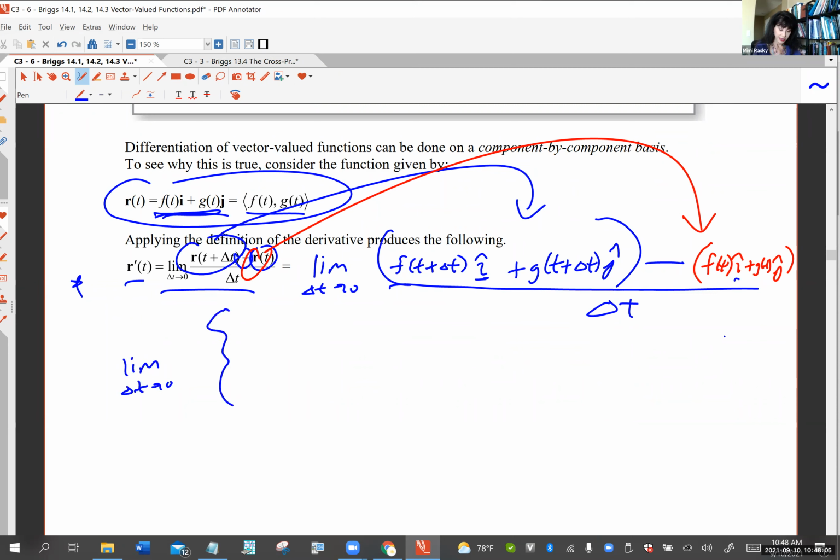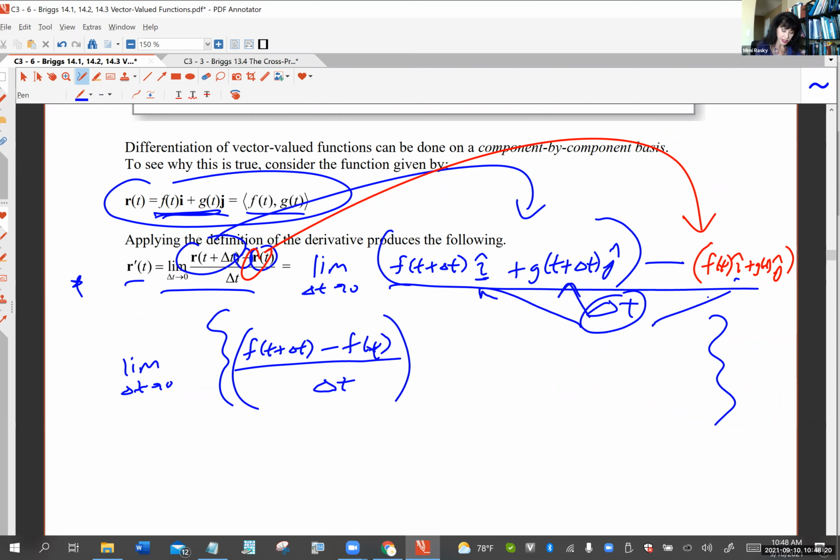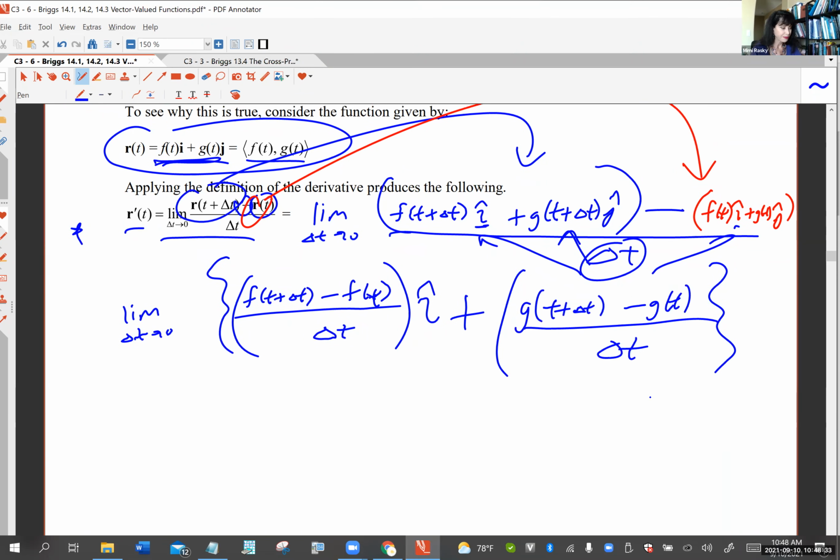So I'm going to have something really large here. And then I'll take all the j hat terms and put them together. So f of t plus delta t minus f of t all over delta t. So I'm sort of distributing this delta t, if you will, over all of these things. I hat plus, and then combine all the j hat stuff, g evaluated at t plus delta t minus g of t all over delta t.